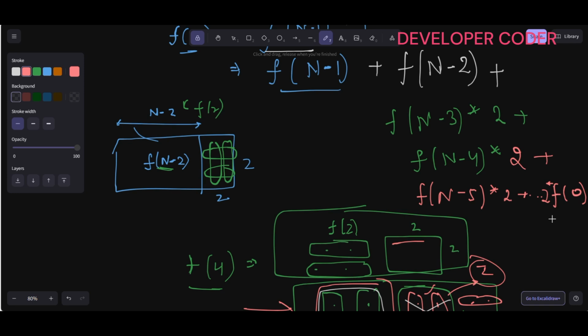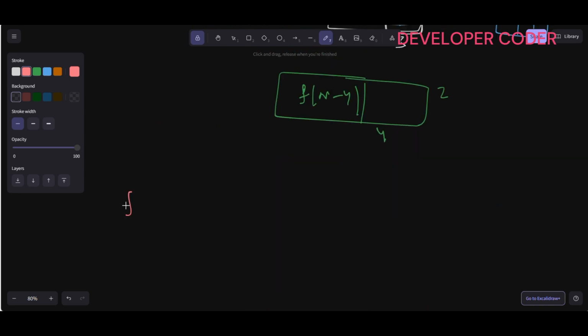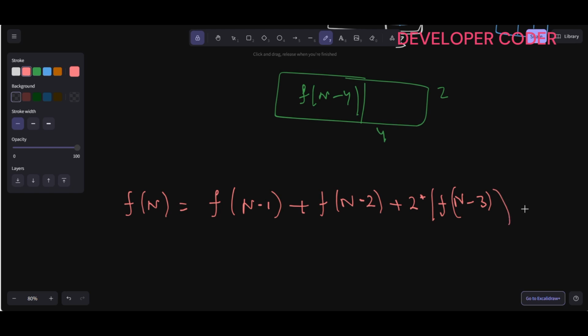If you write this once more, this is your formula: f of n is equal to f of n minus 1, then it is nothing but f of n minus 2, then 2 into f of n minus 3, and then 2 into f of n minus 4, and in the end, if you go, it is 2 into f of 0. So now here do one thing.